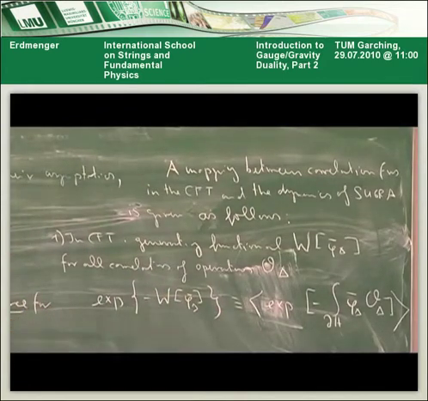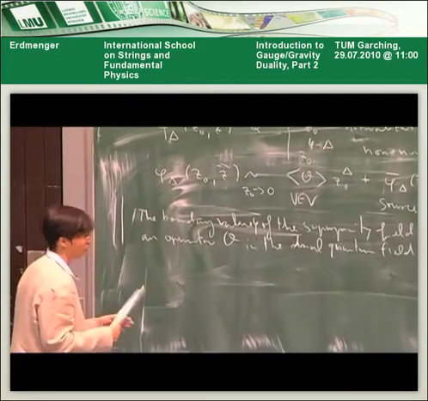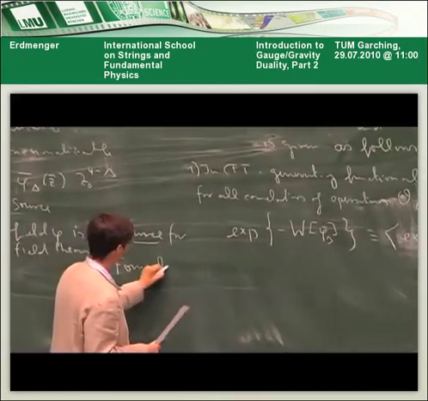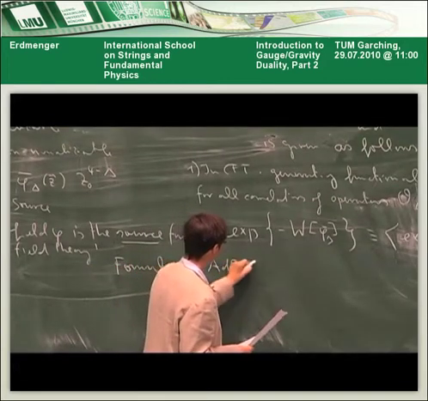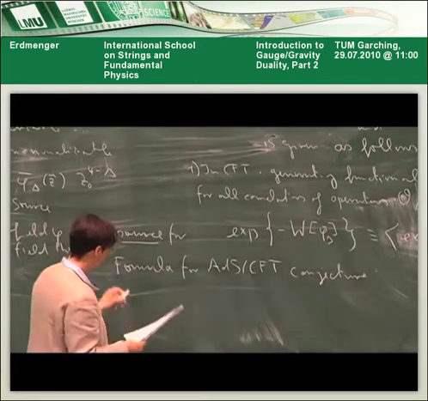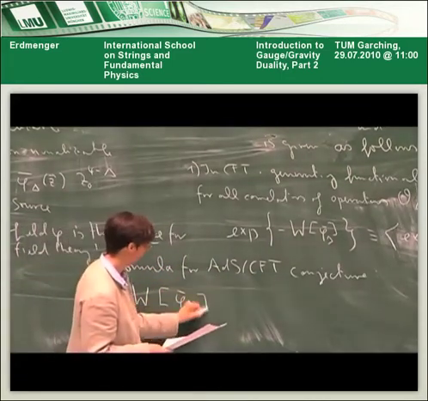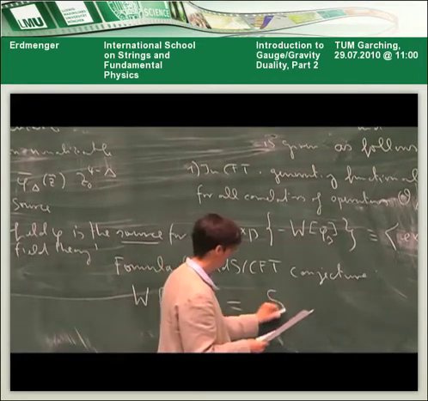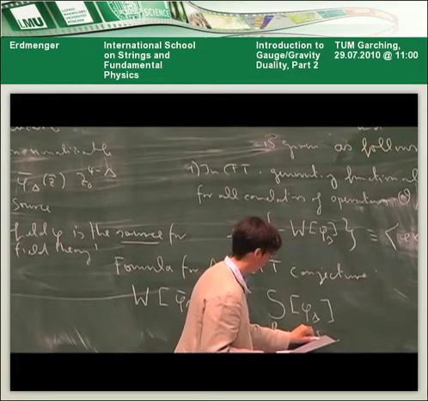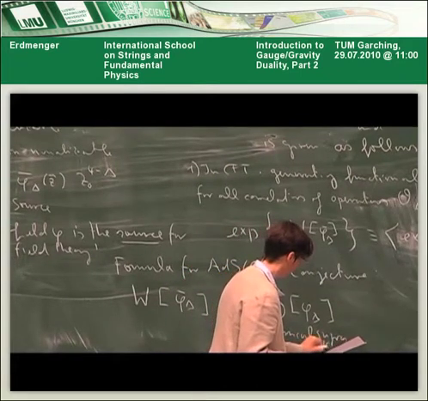And now we can write a formula for ADS because we just identify this generating functional with the classical supergravity action. Okay. So we have a formula for the ADS/CFT conjecture which says that this generating functional in the quantum field theory, where these phis are the sources for the operators in this quantum field theory, is identified with the classical supergravity action in five dimensions. So on ADS 5 times this is 5.